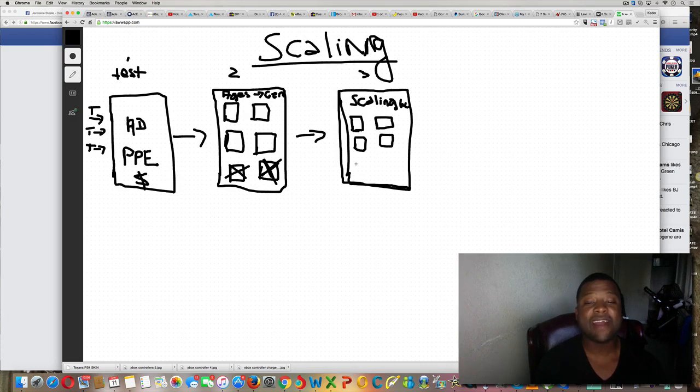Now, this is very tricky. Because at first, I got excited. Let's say I was spending $10 and I was making $300. What I would do is just say, hey, I'm going to increase the budget on this ad by like $100. I'll do 1,000. That's wrong to do. You're going to kill yourself.